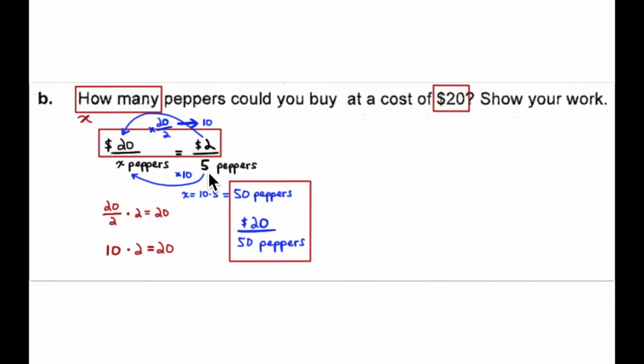So you're going to get 10 times as many peppers. 10 times 5 peppers is equal to 50 peppers. And so notice the relationship here. This is $20 for 50 peppers. And if you factor out the tens here, that's the same as $2 for 5 peppers.